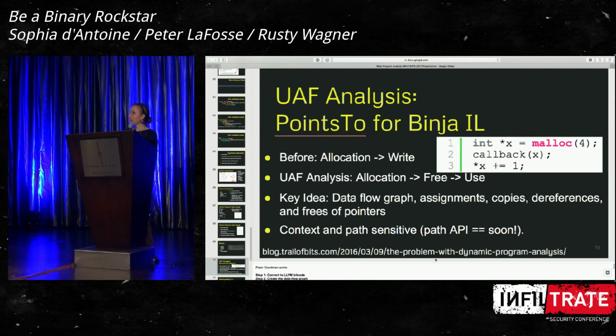For use after free analysis, it has to be context and path sensitive, and those two elements are key to writing a use after free tool. The path sensitive API for Binary Ninja is there, and it will be released soon, I've been told, but if not, you can always implement that in the context sensitivity as well.